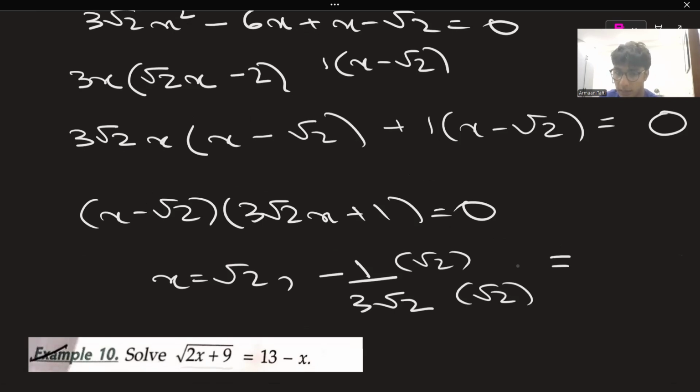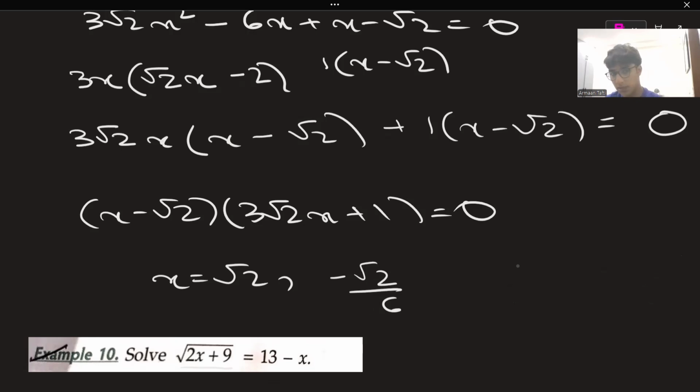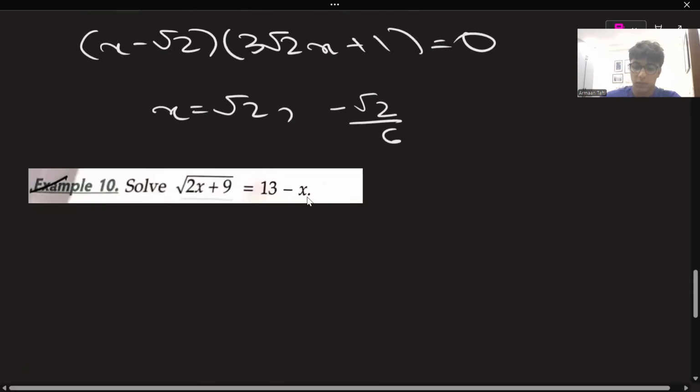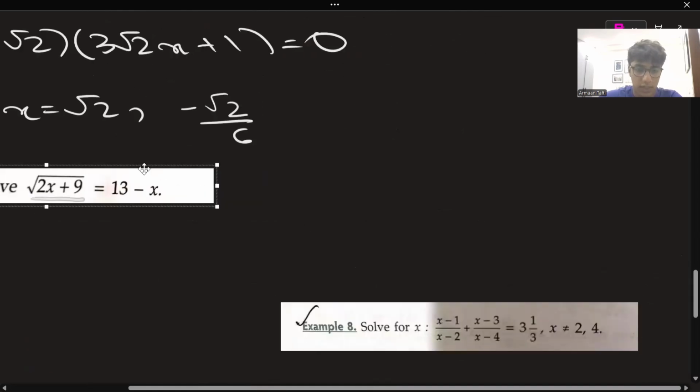And then we have minus root 2 by 3 root 2 into root 2, 3 times 2, 6. So that's our second root. So let me just erase this part out. Our second root is minus root 2 over 6. Okay, so now we move on to the next question. Before this, that was a question which I had deleted, right? So let's just put that here.